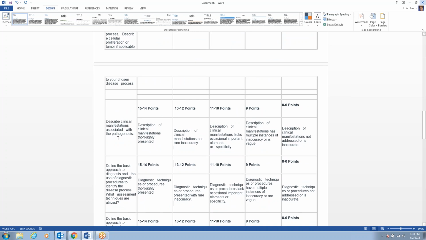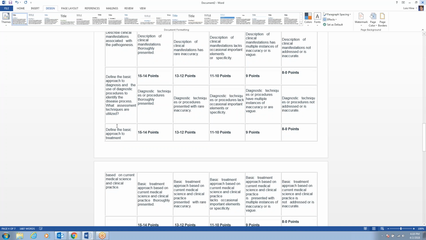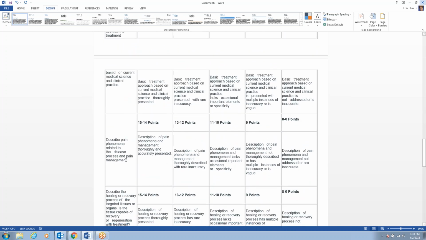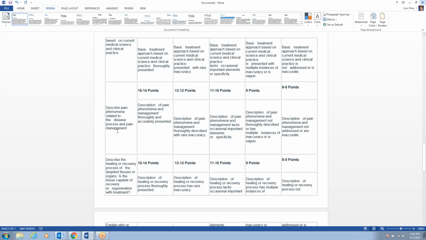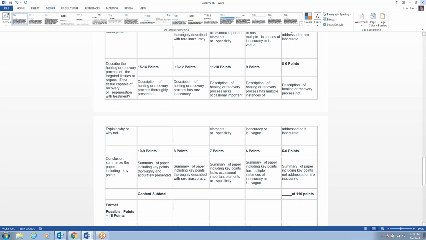Here's your clinical manifestations, diagnostics, treatment, the pain phenomena. Make sure you have that. That's worth 15 points. So unfortunately, when you leave things off, you get to lose a chunk of points. So make sure you talk about it. If there is pain, what's it like? Describe it. How do you manage it? What are you going to give these patients? If there's no pain, why is there no pain? Talk about it. Why is there no pain? And that there wouldn't need to be managed.